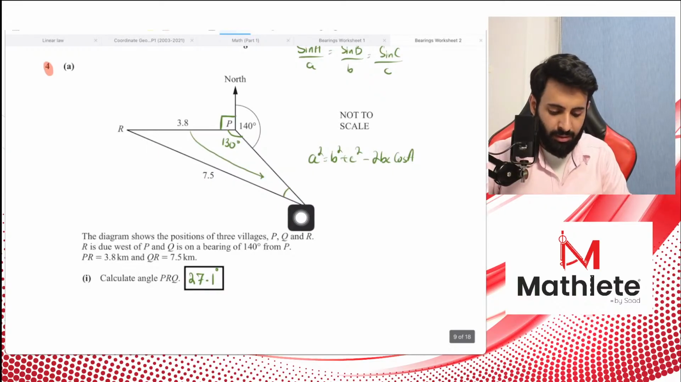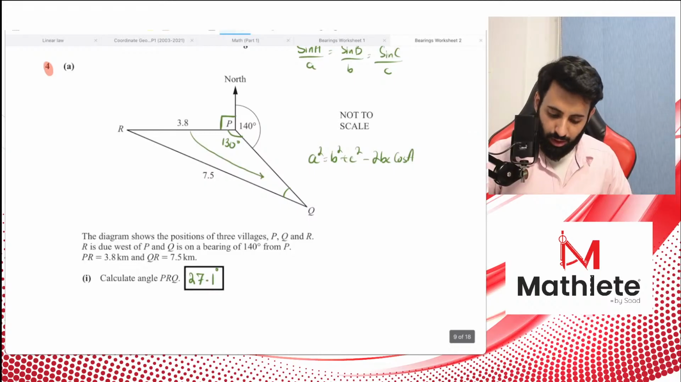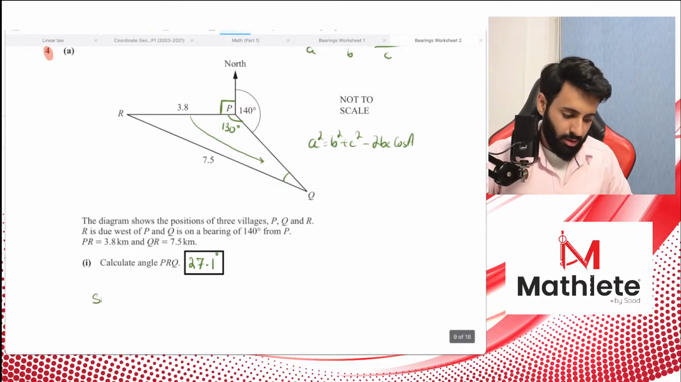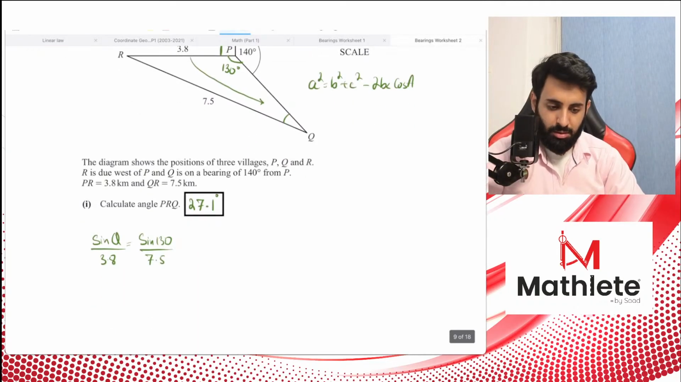And once we have this angle, given that we also have another angle, we can add the two and subtract it from 180. So sine Q over 3.8 equals sine 130 over 7.5. All right, let's work this out. So sine 130 divided by 7.5 times 3.8, sine inverse of the answer.